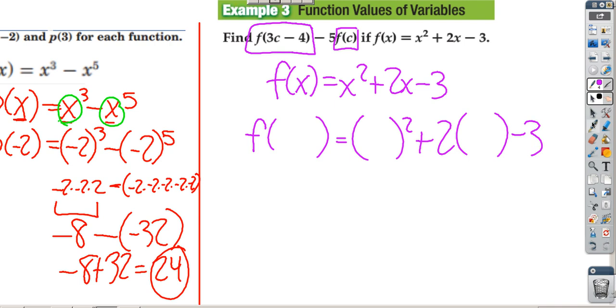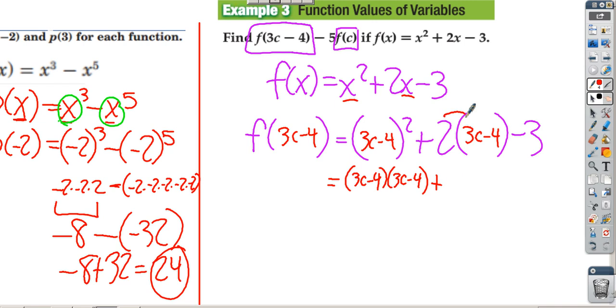So here's what this means. F of 3c minus 4 means wherever I see an x, so I see an x here and here, I'm going to plug in 3c minus 4. Those parentheses that used to be empty, that's where the x's were, and they're telling me to plug in 3c minus 4. So this one right here, 3c minus 4 squared, means this, plus 2 times this, which when I distribute is going to be 6c minus 8.